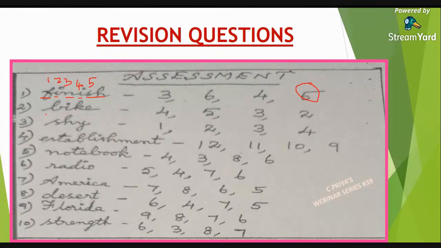Bike. B, I, K, E. How many sounds do we have? Though we have 4 letters, in phonetics we have b, ai, k. Only these sounds. Shy, sh, ai. But how many sounds do we have here? We have the S sound, H sound, Y sound. 3 letters we have, but in English, as per phonetics, we have 2 sounds.